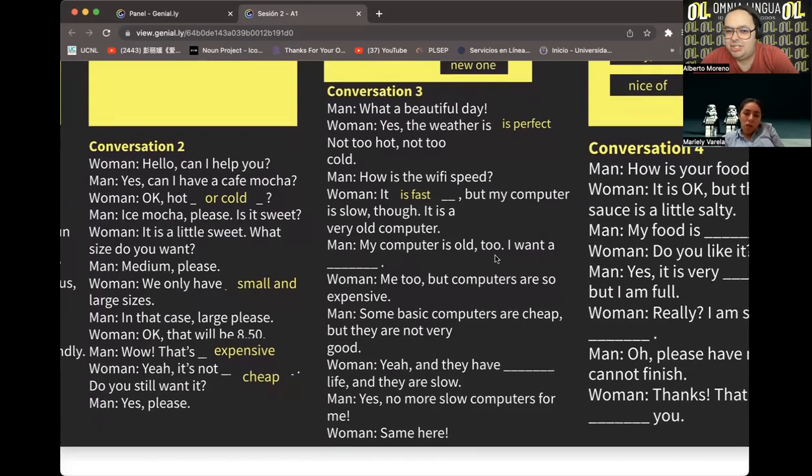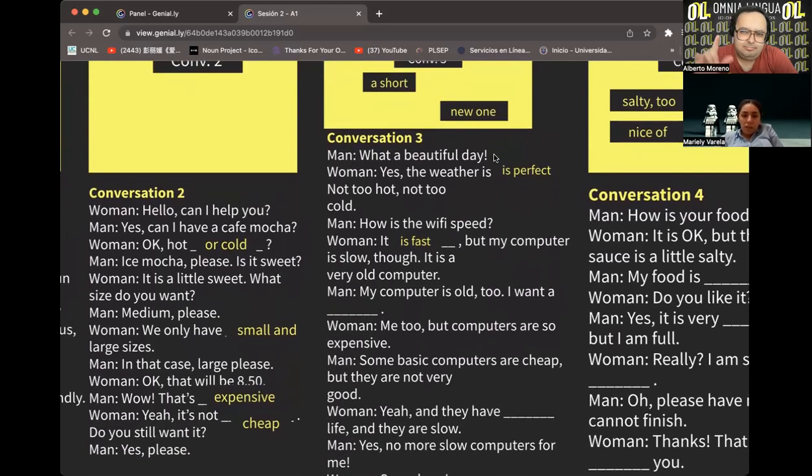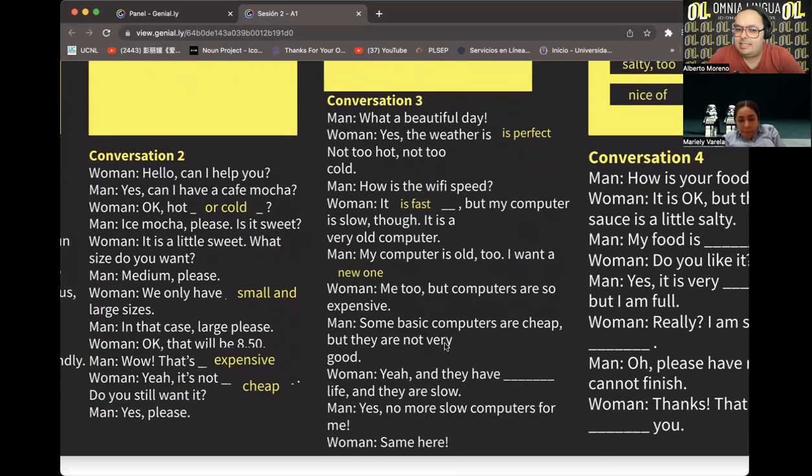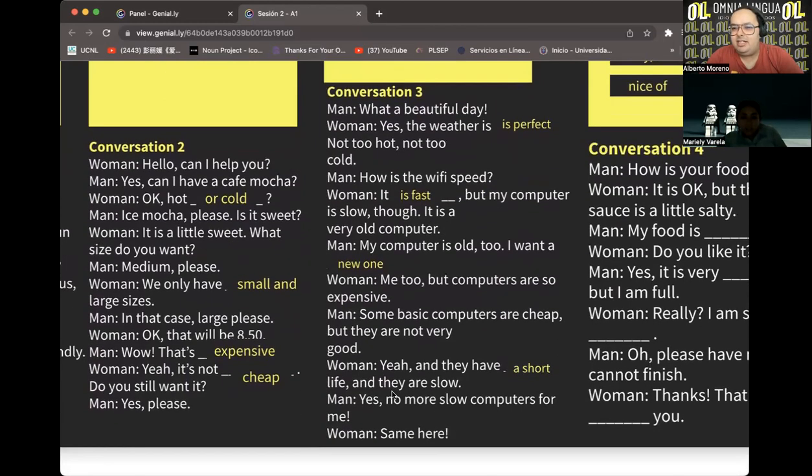My computer is old too. I want a short or a new one. Una corta o una nueva. Mi computadora es muy lenta. Quiero una corta o una computadora nueva. Una computadora nueva. A new one. Me too, but computers are so expensive. Some basic computers are cheap, but they are not very good. Yeah, and they have a short life, una vida corta. A short life, and they are slow. Yes, no more slow computers for me.